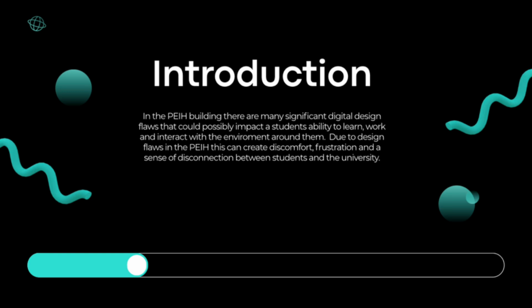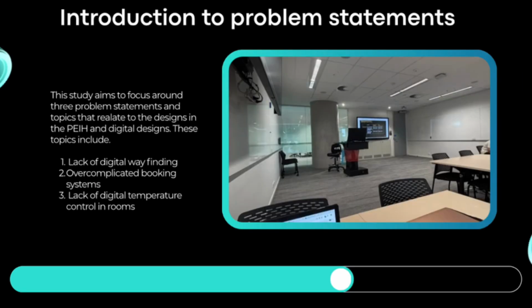Introduction. In the PIH building, there are many significant digital design flaws that could possibly impact a student's ability to learn, work, and interact with the environment around them. Due to design flaws in the PIH, this can create discomfort, frustration, and a sense of disconnection between students and the university.